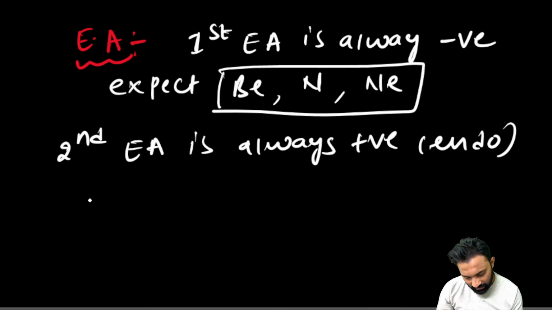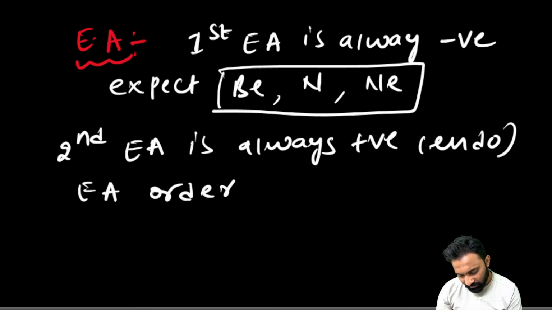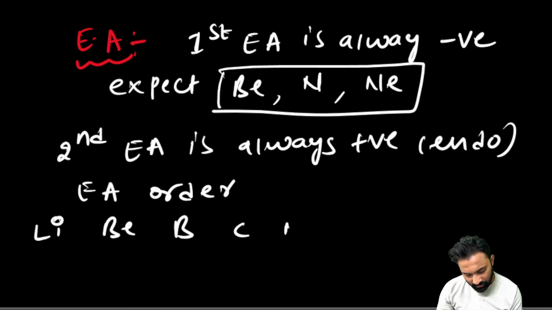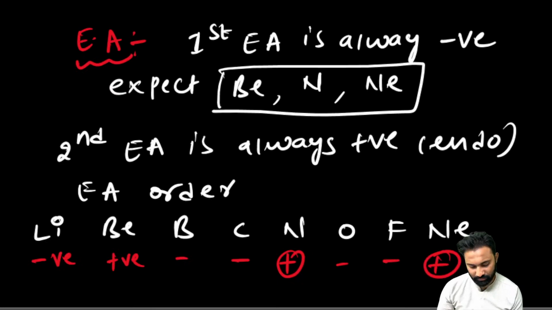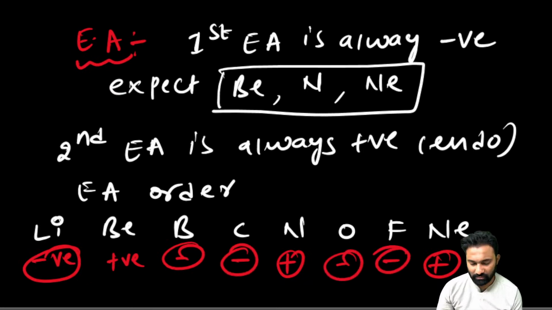Now, here the electron affinity order, if they ask, order for the second period elements. What are the second period elements? Lithium, beryllium, boron, carbon, nitrogen, oxygen, fluorine and neon. See, this is negative electron gain enthalpy, this is positive, this is negative, this is negative, this is positive, this is negative, this is negative and this is positive. In this manner the negative electron gain enthalpies we are having.